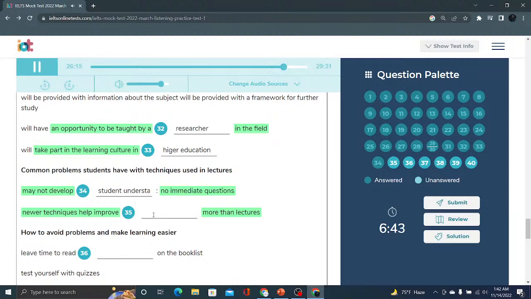That is, if you misunderstand something, there is no immediate opportunity to ask. Secondly, when newer teaching approaches are used, such as problem solving, learning outcomes are improved.